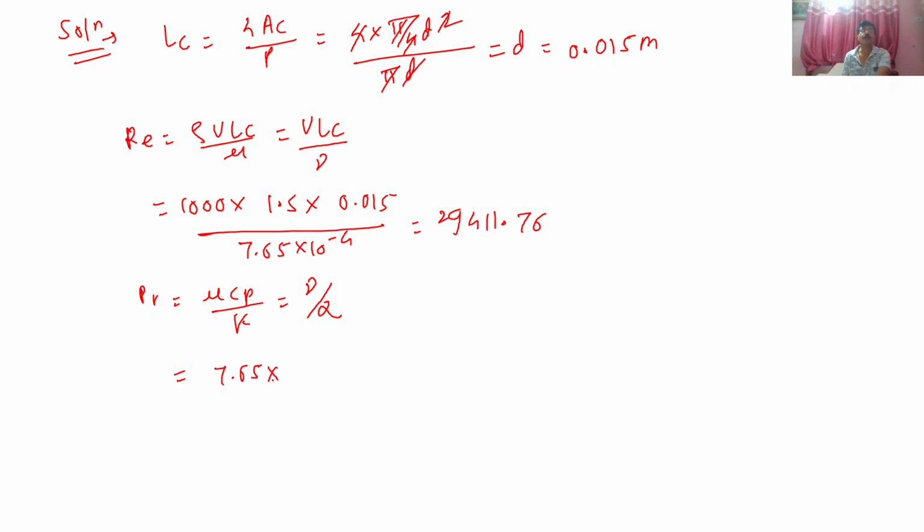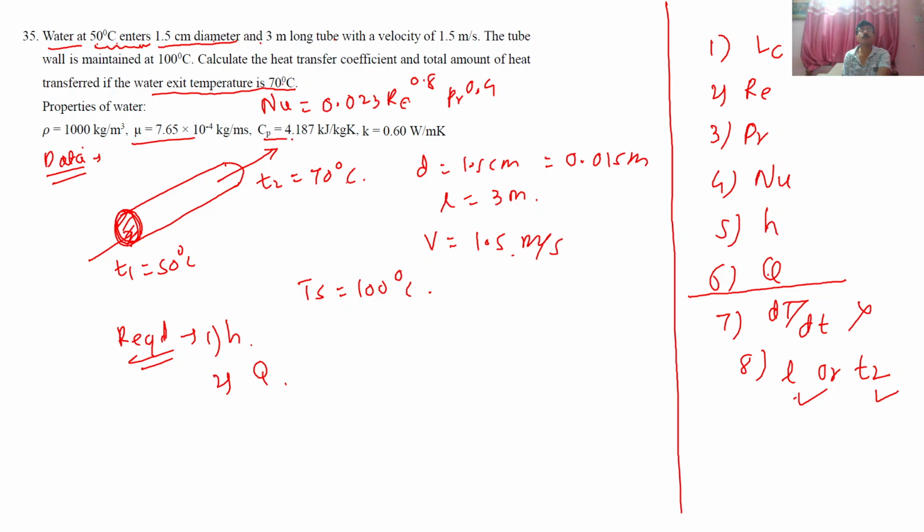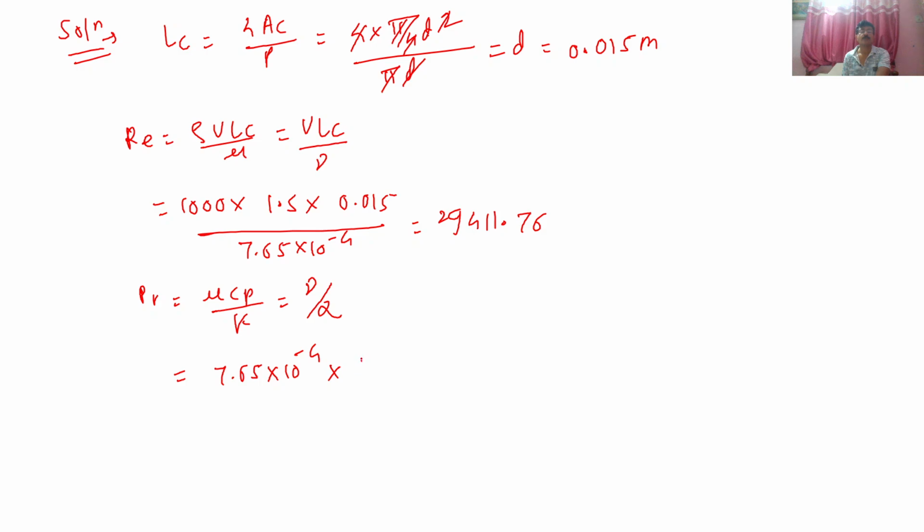7.65 is mu into 10 raised to minus 4. What is Cp? Cp is 4.187 kilojoule, you have to convert it to joule. So 4187, I am writing here. It must be in joule per kg Kelvin. Kilojoule will not work.